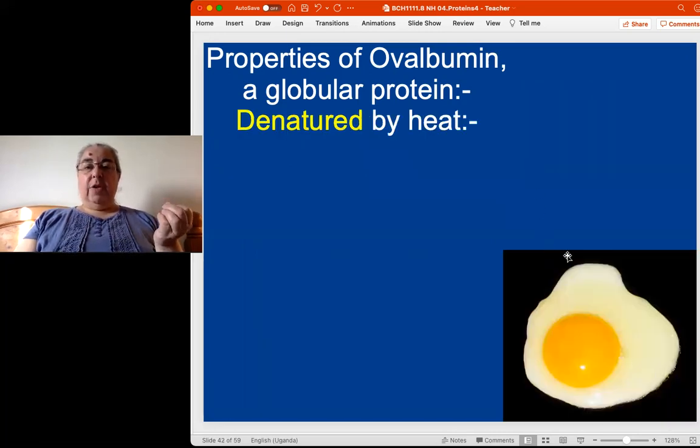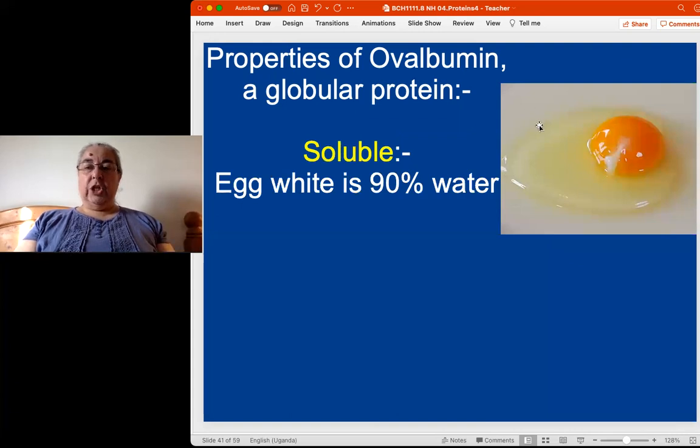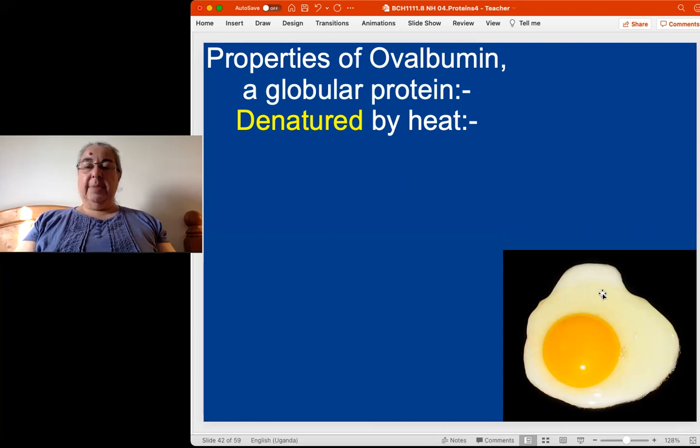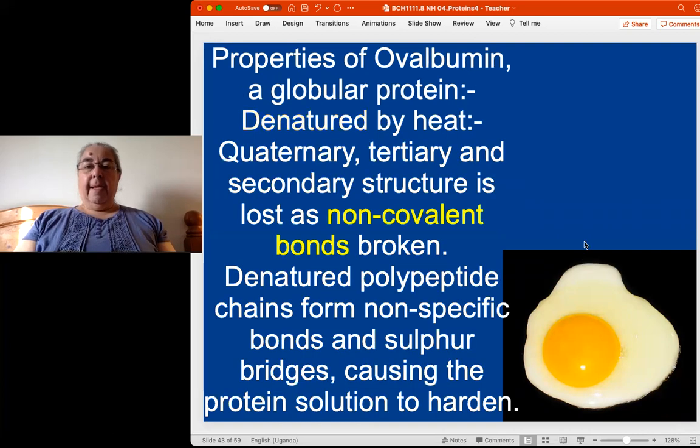So the other thing we know about ovalbumin is that it's denatured by heat. Its normal form that we find when we break open an egg is changed when it's heated. The protein becomes denatured and changes its form to a different form. So what's happening actually on a molecular level when the protein becomes denatured? Well, the quaternary, tertiary, and secondary structure becomes lost because the heat disrupts the non-covalent bonds that are holding the molecule together.